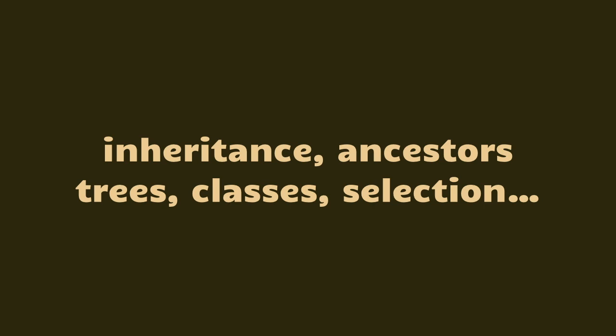Now, Darwin talks about inheritance, ancestors, trees, classes, selection. Why does that leave CSS and the web? These are all things that are very familiar to us, but we use them in a completely different way when we look at the web. And no worries, we will go to the web right now.